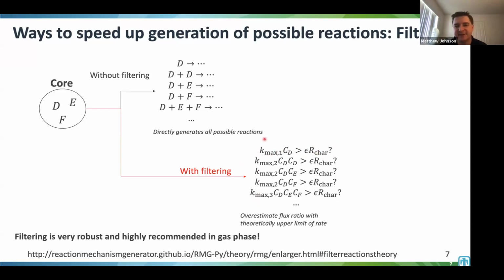And so this allows RMG to skip reacting on species unless their concentrations get high enough that these fluxes are large. This is very robust, and it's highly recommended in gas phase. I would just always include this if you're running in gas phase, and probably liquid as well.